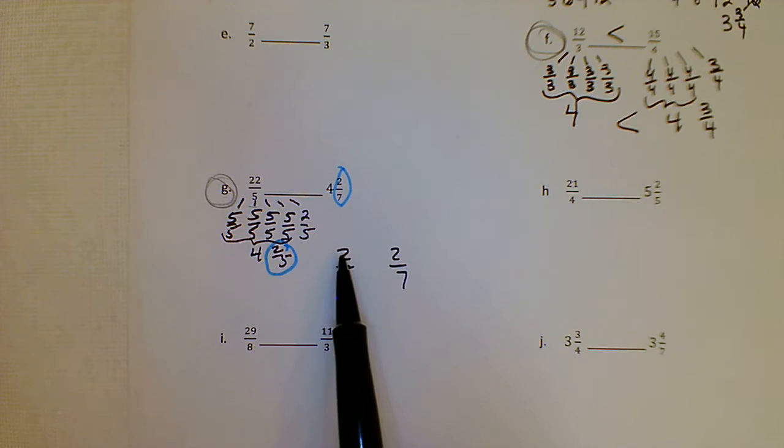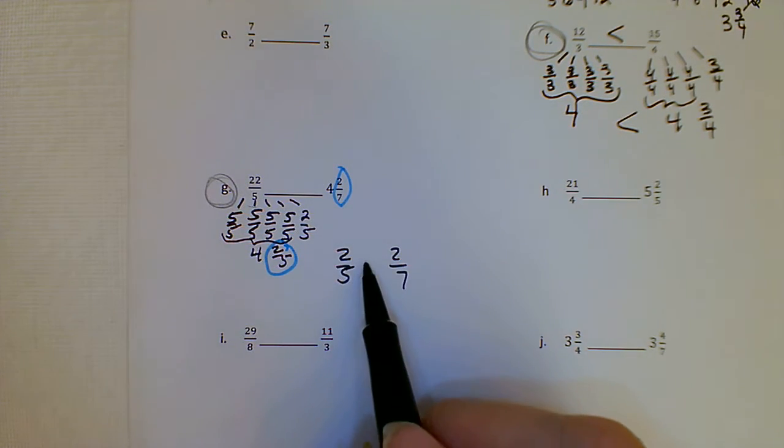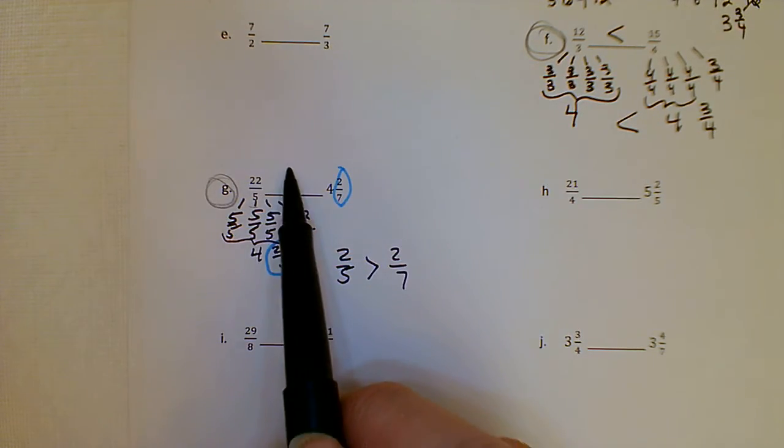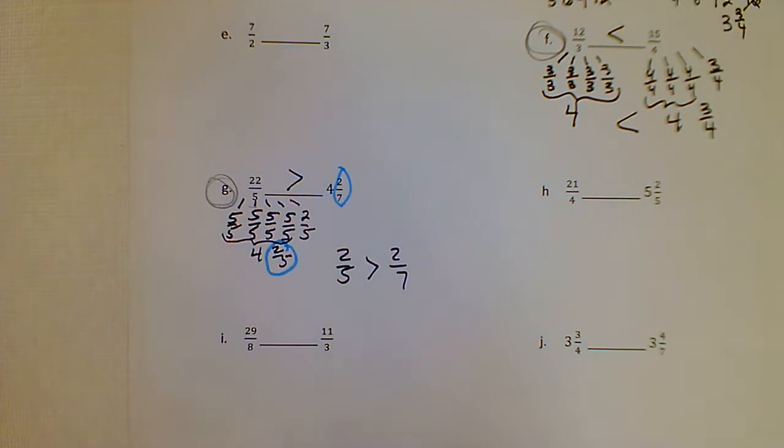So if I have 2 pieces in each cake, but this one was only cut into 5 pieces, I know that that's larger. So now what I know is that 22 fifths is greater than 4 and 2 sevenths. So I just want to check to see something. So here we have common numerators.